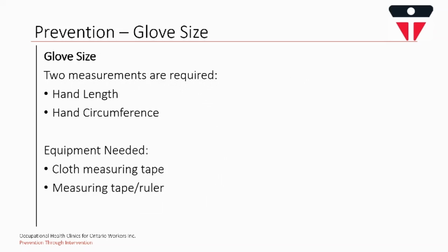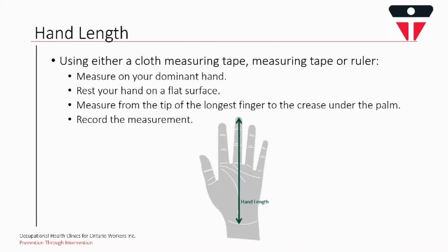So using either the cloth measuring tape or measuring tape or ruler, you want to measure your dominant hand. Rest your hand on a flat surface and measure from the tip of your longest finger to the crease under the palm and record the measurement. This will be your hand length.